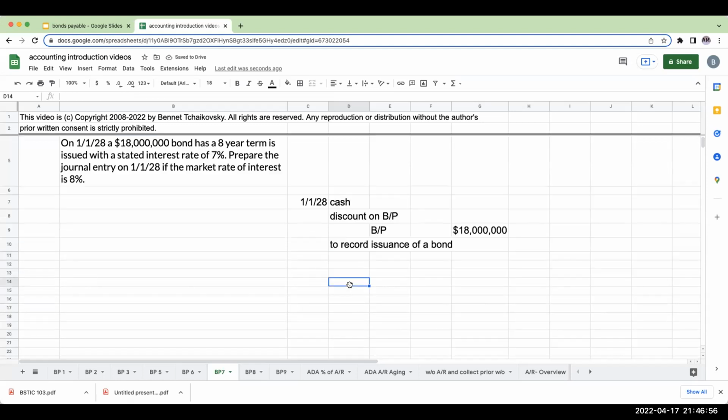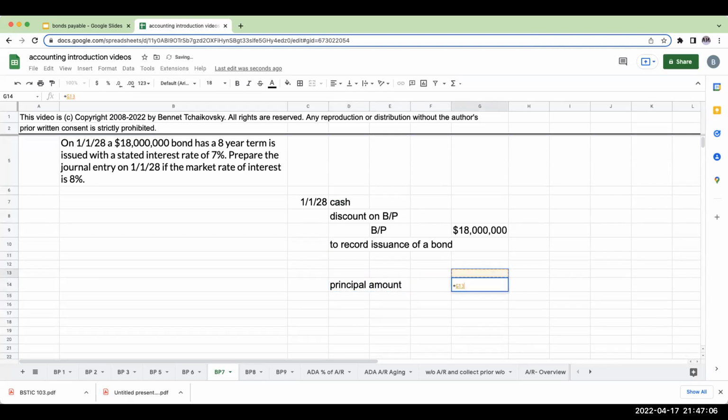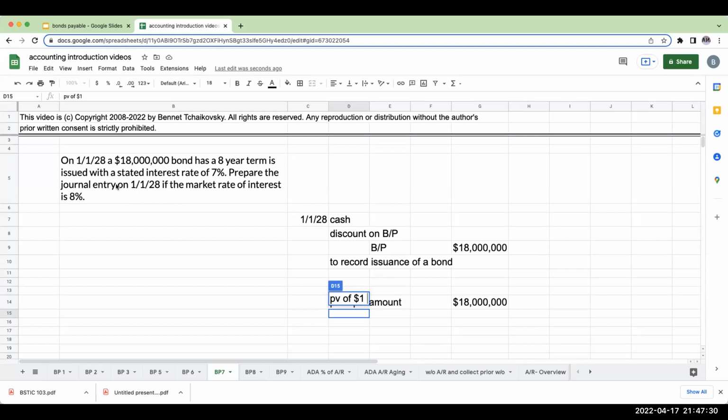Now I need to figure out what cash payments this bond is going to make. The first thing is the principal amount, or the face value of the bond payable. It's going to pay 18 million. In terms of the present value factor, this is going to be the present value of $1. And how many times am I paying interest? This bond has an 8-year term, and it's also being paid annually. Very, very important.